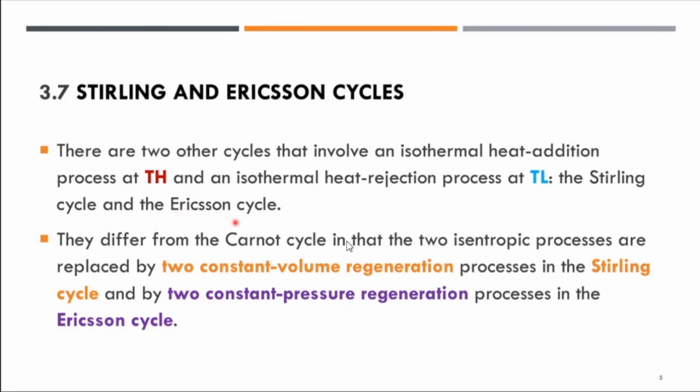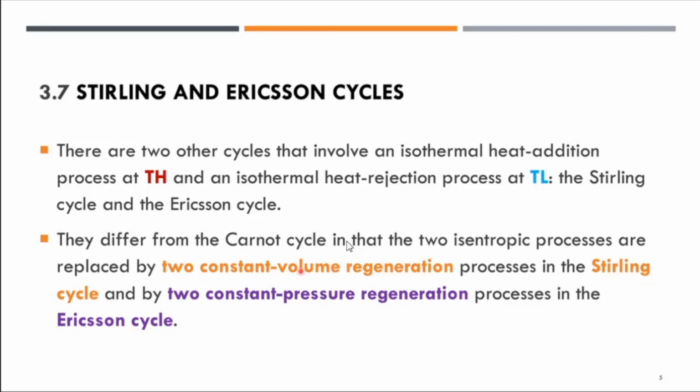So what we can say here is that these two cycles differ from the Carnot cycle in that the two isentropic processes are replaced by two constant volume regeneration processes. This is in the Stirling cycle. Later on, you are going to see the TS diagram and PV diagram for both the Stirling cycle and the Ericsson cycle.